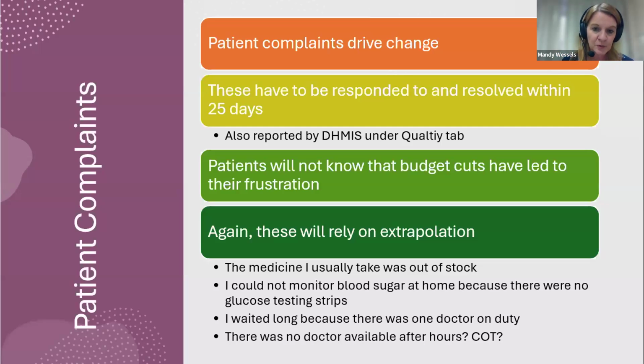They are also reported under the quality tab on the DHMIS, but all you're reporting on is whether they were responded to in time. The patients, however, are not going to necessarily know that the budget cuts have led to their frustration. So they might just complain about the waiting time. They don't know it's because you're running on a quarter of your staff. And so again, it's going to rely on extrapolation.